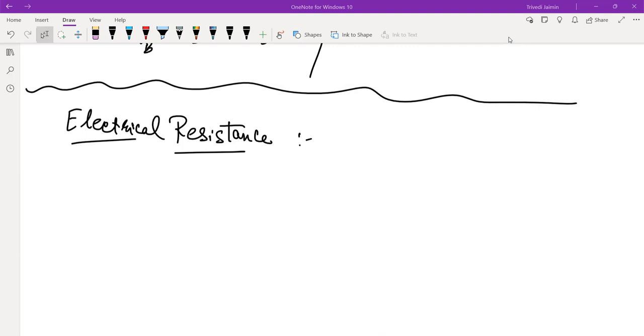It can be either a conductor or a resistor, but every object that conducts electricity has some resistance. Some has more, some has less. Let's talk about conductors first. In this chapter, we will study only conductors, not insulators or semiconductors, because you study that in 12th.